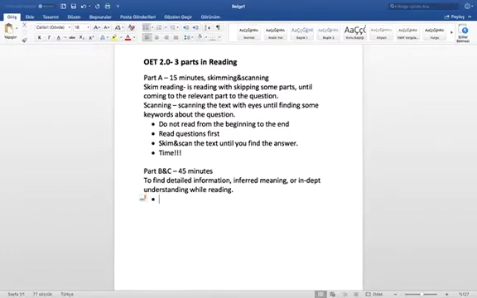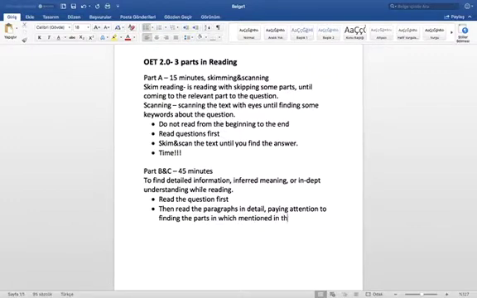My main advice for Part B and C is read the questions first, then read the paragraphs in detail, paying attention to finding the parts mentioned in the questions. What I would do is read the questions and then go back to the paragraphs and underline the parts that are relevant while reading.